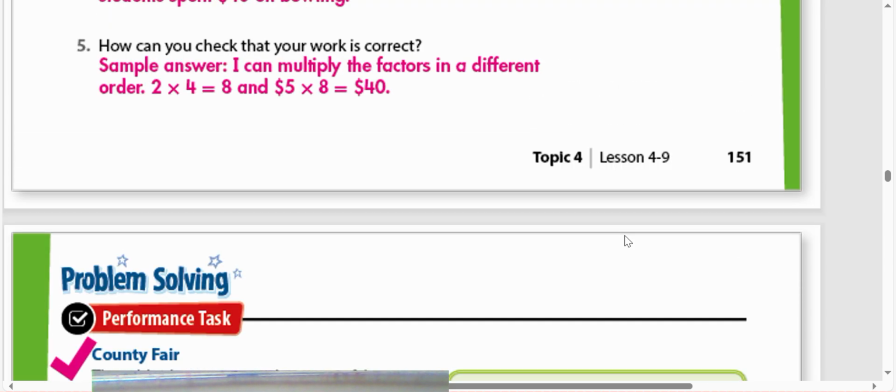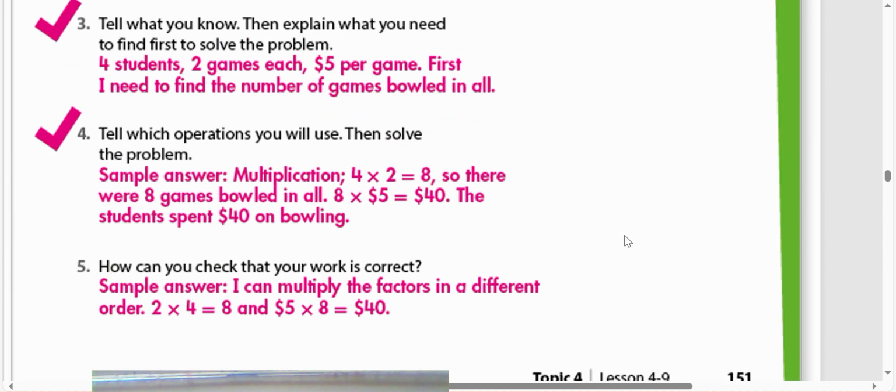Next question. How can you check that it's correct? By the inverse, multiplication and division. We know 40 equals 5 times 8 and 8 equals 2 times 4.